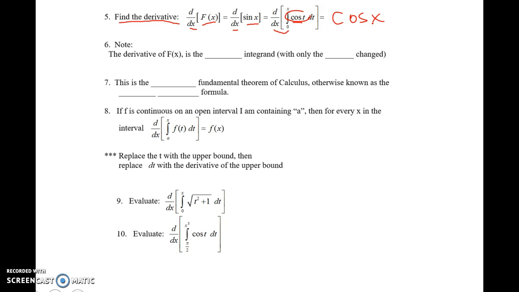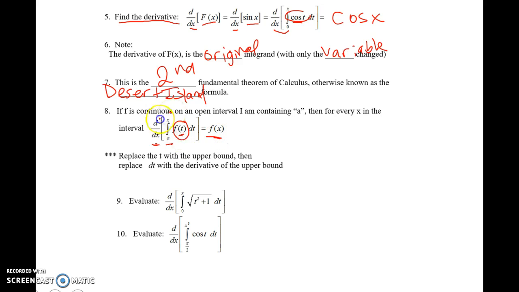So the derivative of the function is the original integral, but only the variable will be changing. So we're finding the derivative of an integral where only the variable is going to change. This is the second fundamental theorem of calculus, otherwise known as the desert island formula. Desert island. So notice the derivative of an integral of a function brings us back to the original function.